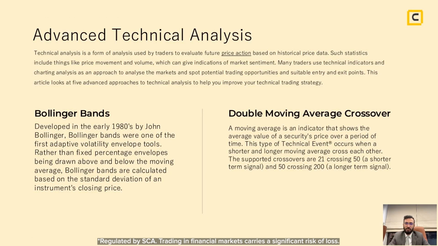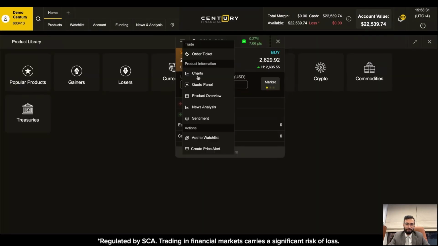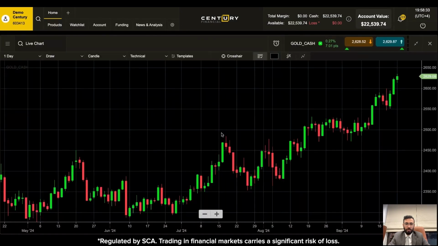Lastly, double moving average crossover. It's basically two moving averages put together. And let me quickly show you on the screen how this would work. It's basically the short-term moving average versus the long-term moving average. And I'm looking at a daily chart. And I'm putting two moving averages here now.